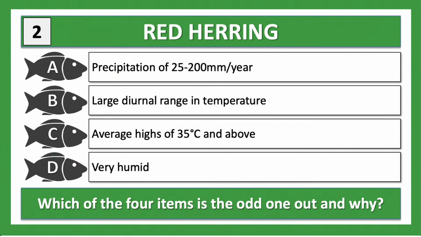Question number 2, same thing as before. One of these is the odd one out. So A, B, C, and D. A is precipitation of 25 to 200 millimeters per year. B is large diurnal range in temperature. C is average highs of 35 degrees Celsius and above. D, very humid. Which of those is the odd one out, and why?